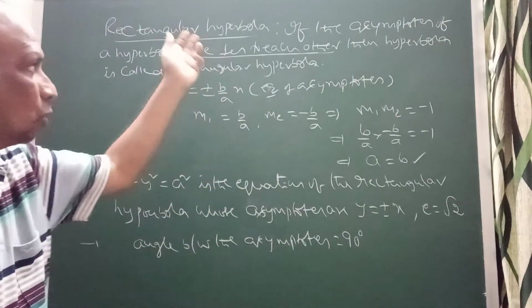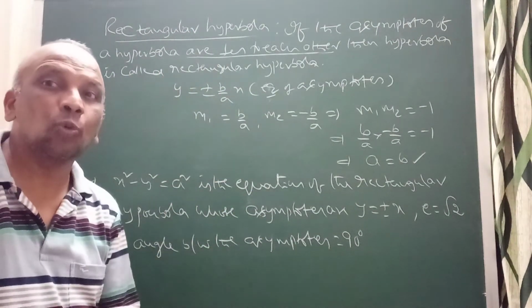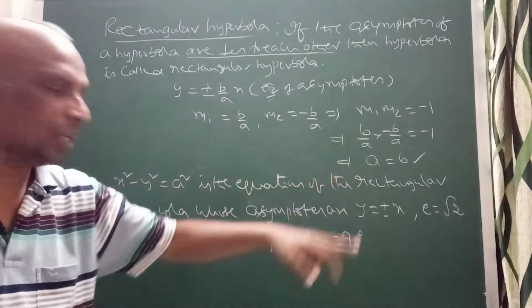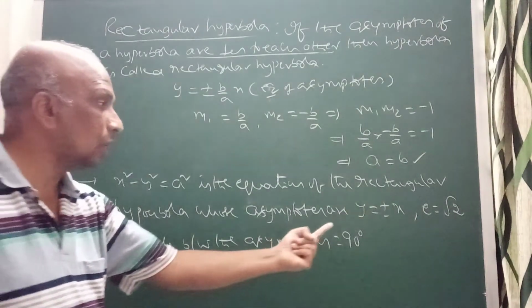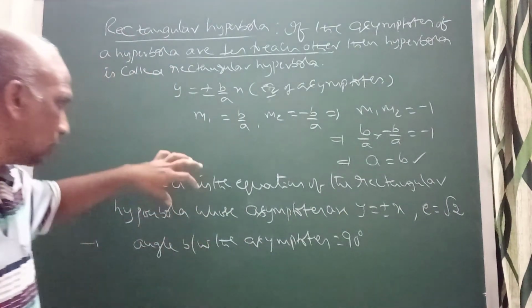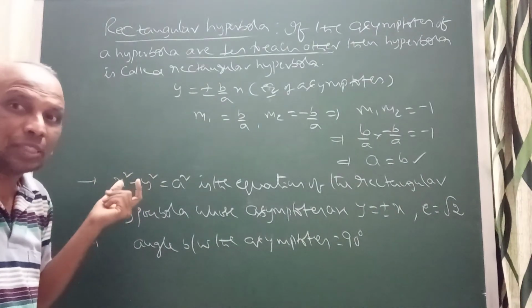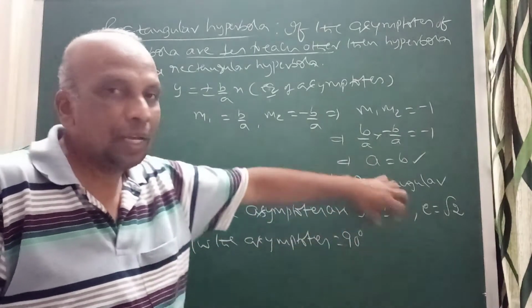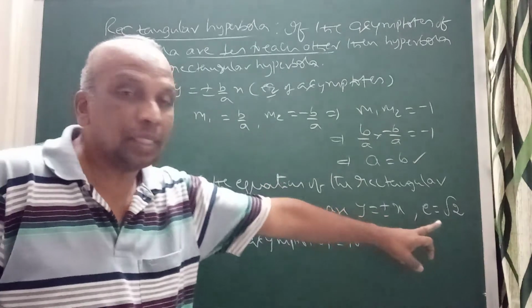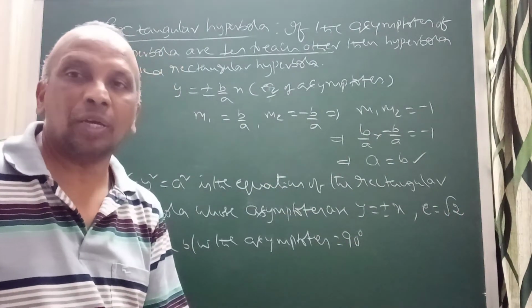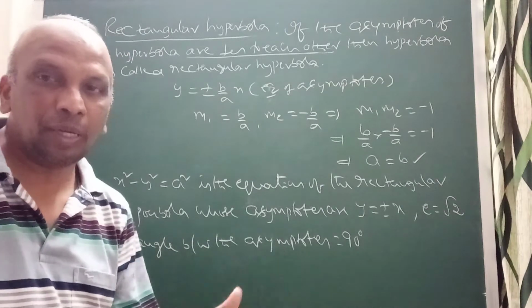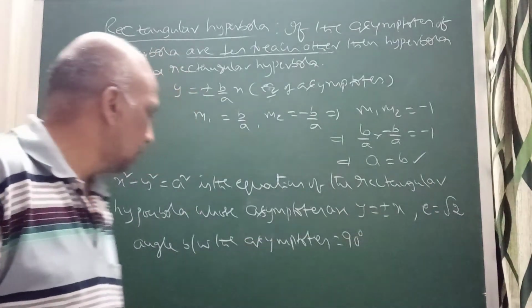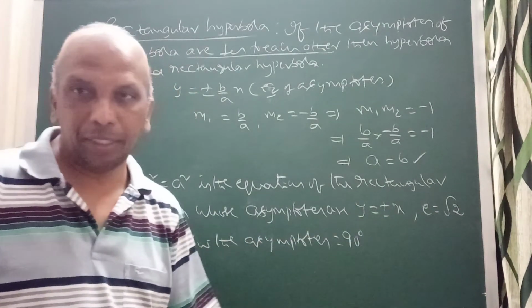If we replace a equal to b in the given hyperbola equation, we get the equation of the rectangular hyperbola: x square minus y square is equal to a square, whose asymptotes are y equal to plus or minus x. The equation of asymptotes here is x square minus y square equal to 0. Since a is equal to b, the eccentricity is root 2: b square equal to a square (e square minus 1), so 1 equal to e square minus 1, so e square equal to 2, e equal to root 2. So the angle between the asymptotes is equal to 90 degrees.